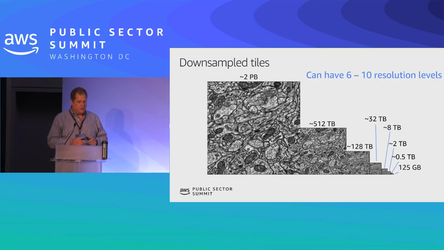So this sort of shows the amount of levels we actually typically do. We usually have 6 to 10 resolution levels depending on the data size. And you can see then the size, the extra size that we're actually storing in AWS associated with each of these resolution levels.